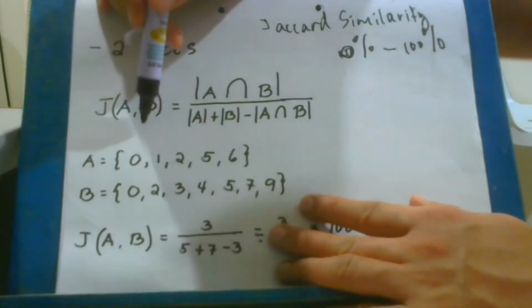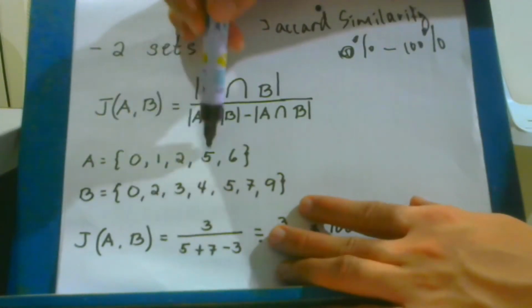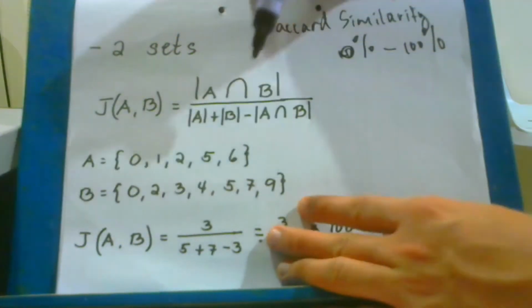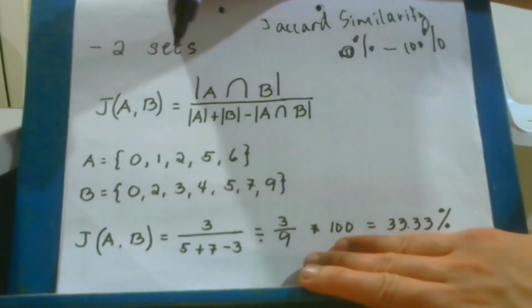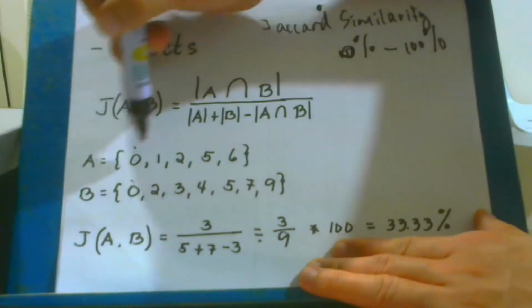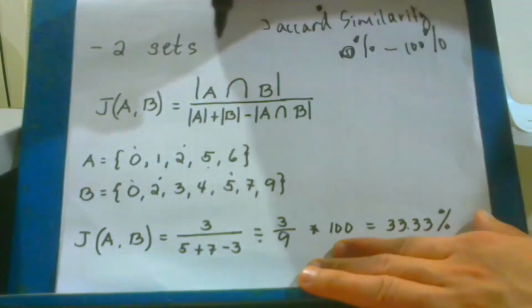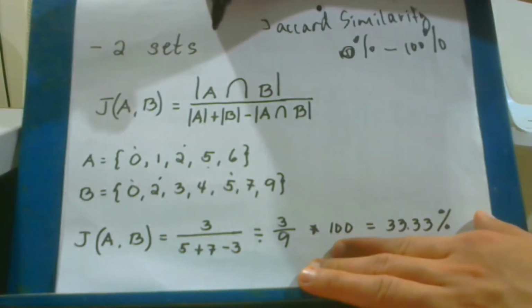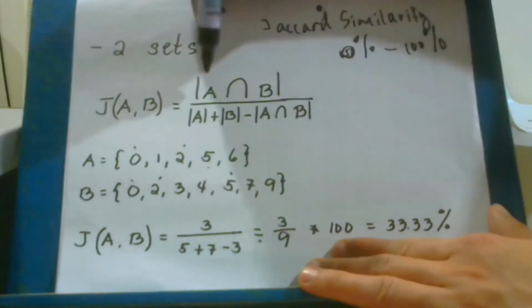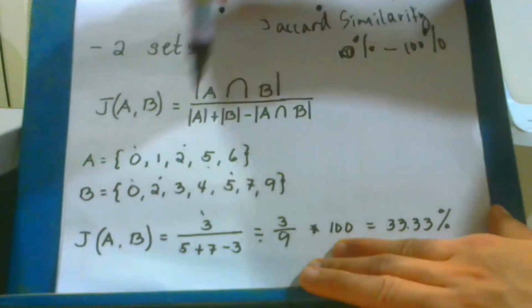So for example, we have in A these numbers: 0, 1, 2, 5, 6. B is 0, 2, 3, 4, 5, 7, and 9. First we're going to identify the intersection of A and B. We have 0 and 0, 5 and 5, then 2 and 2. So there are three elements that are in the intersection of A and B. We're going to plug in these values in the formula. So we have 3 here.